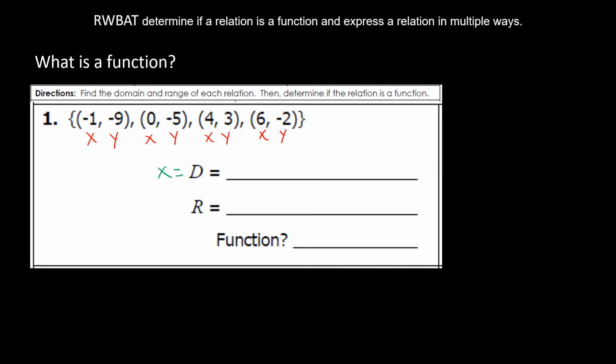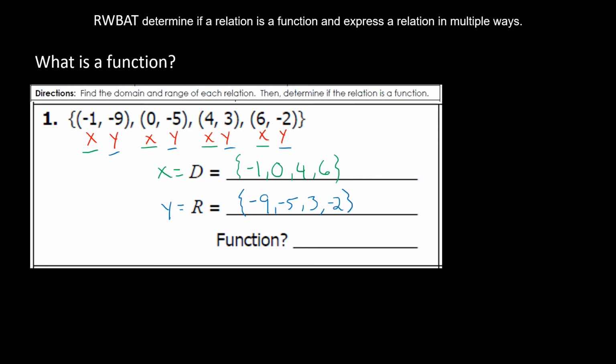And let's use blue here. Let's say that our y values have to be the range. So let's identify all of our x values for the domain. We're going to start with our braces, and we're going to say -1, 0, 4, 6. For our y values, those are these values here, those values would be -9, -5, 3, -2.